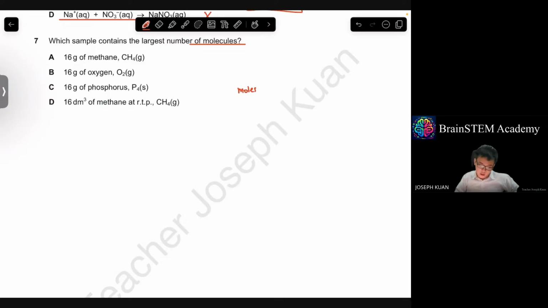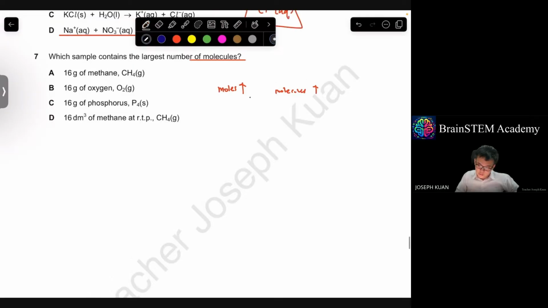Find out moles. Okay, so first step is to find out moles, and we know the more moles it has, the more molecules it has. Right, the more moles of particles, the more molecules it has, literally. So we have to just find the moles. So how do we convert mass to moles? Simply dividing by molar mass.